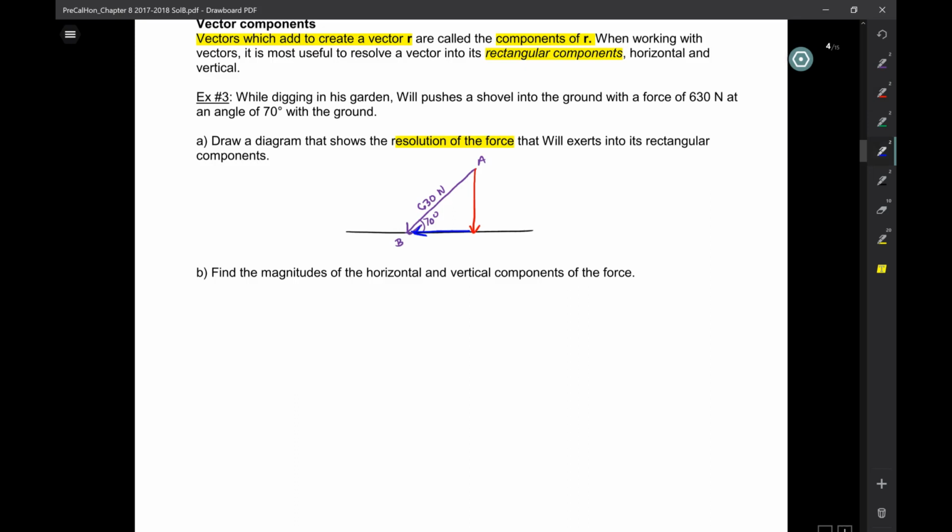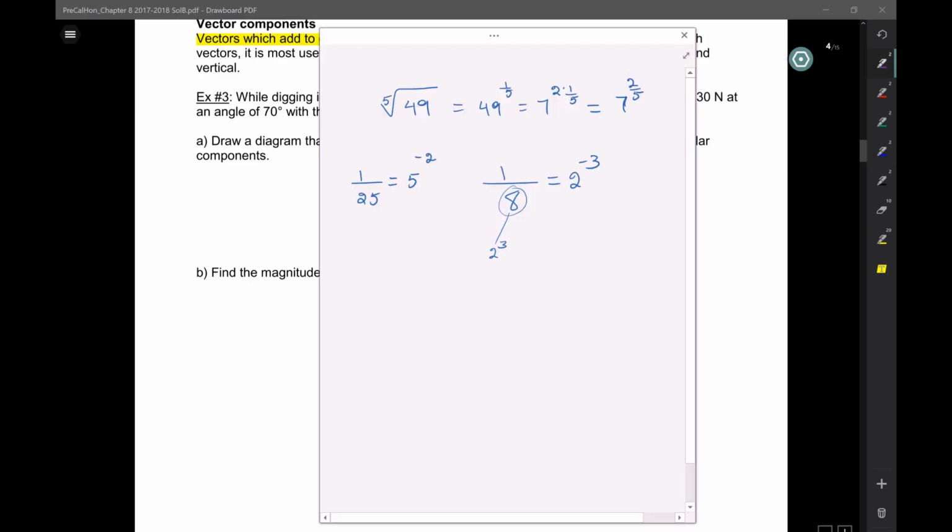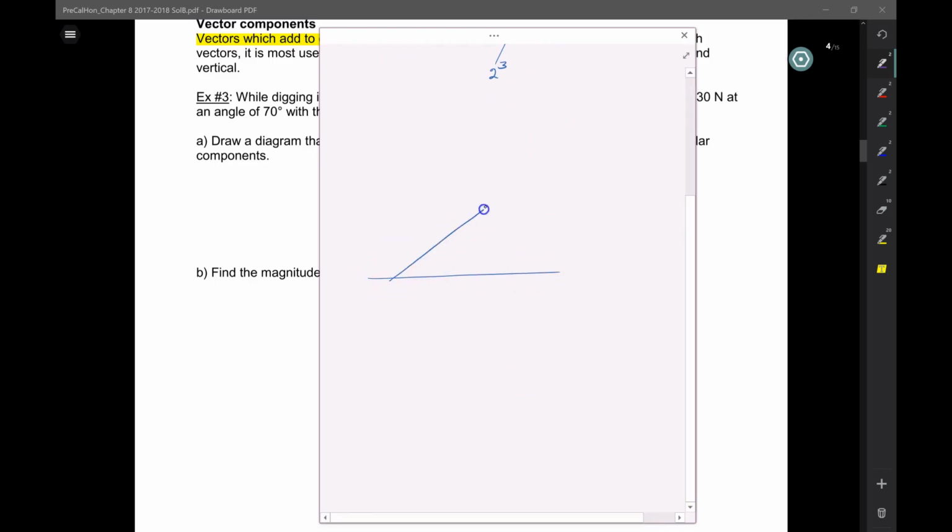In this situation, always, because Will is pushing the shovel down. Now, if it was talking about something else that's being shot upwards, then how would the arrows look? You have to go to the right and up. So the point is, you have to go from A to B, and if you trace the arrows, it has to get you from A to B. You can't go somewhere else.